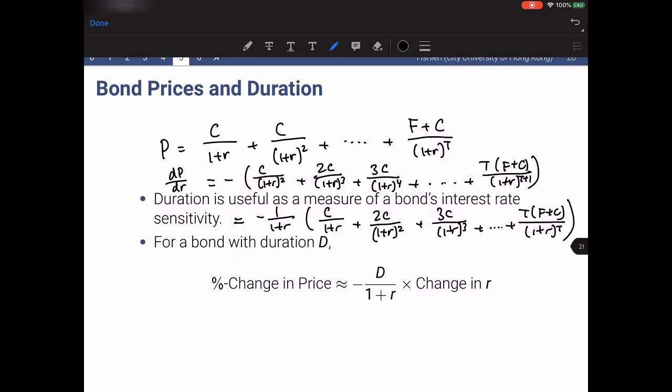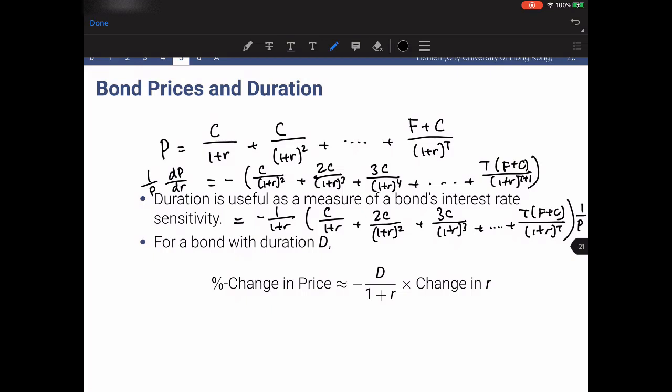Now let's multiply both sides of the expression by 1 over P, right? And also let's multiply by 1 over P here. Okay, so you can distribute the 1 over P into the sum, right? And then that will basically give you the ratio, the present value of the cash flow payments divided by the price, right? That gives you the duration measure.